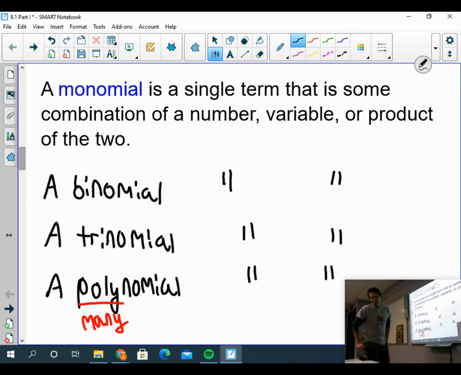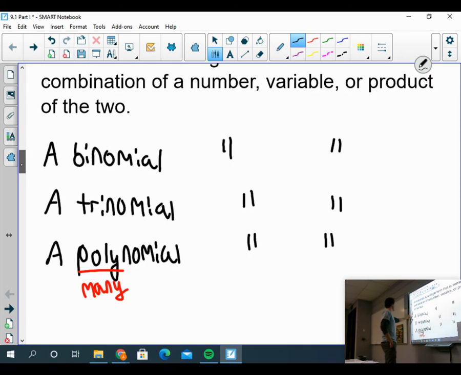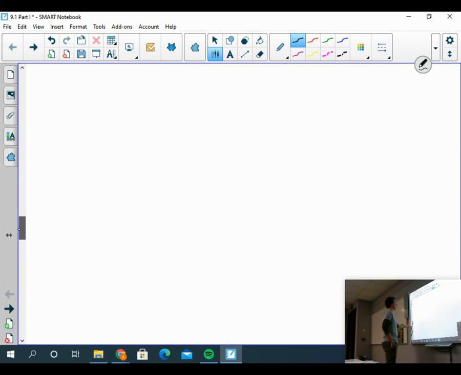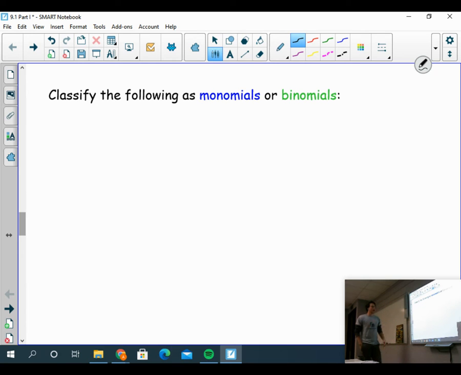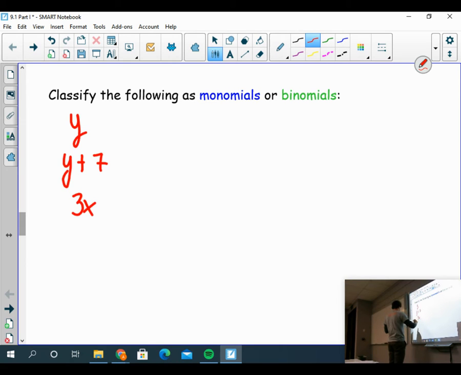Okay, Mr. Carter, we now know the definitions for these, but what do you need us to be able to do? Well, I'm going to write several different algebraic expressions on the board, and I need you to classify them as monomials or binomials. Once I write these algebraic expressions on the board, I want you to classify them as monomials or binomials.